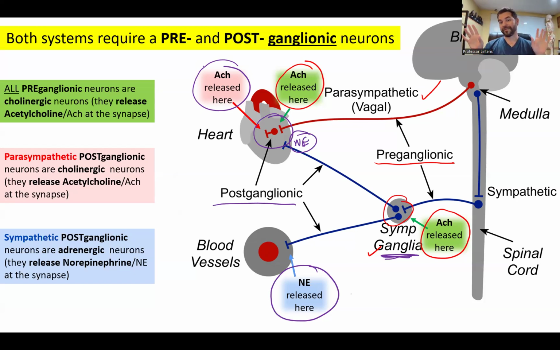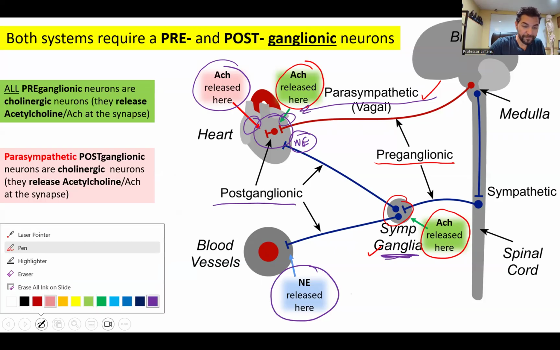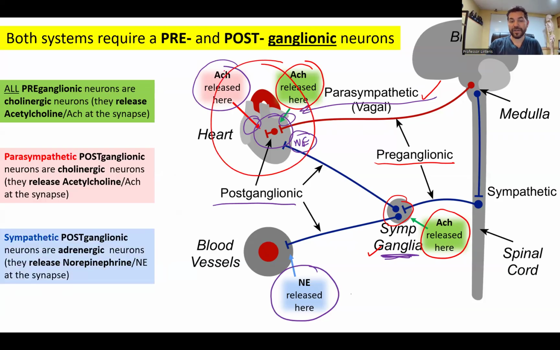You send a message via parasympathetic stimulation, right? ACH will be released here, and ACH will be released here. Because this is showing you a picture of the heart, what that ACH does is it slows down heart rate. That's it.